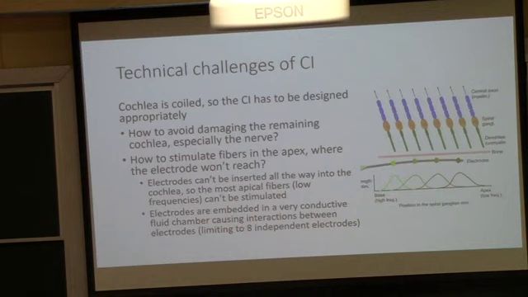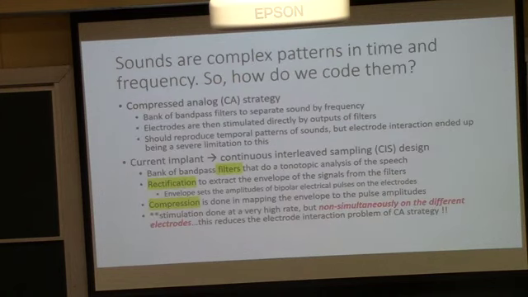Electrodes technically cannot be inserted all the way in, so the most apical fibers, or your low frequencies, can't be stimulated. So now you're thinking, okay, am I losing those frequencies, or how can I make this work for people so they can hear the full range of frequencies? And then the electrodes are also embedded in a very conductive chamber because the inside of your body isn't dry. So it causes interactions between the electrodes, because you need electrical stimulation, and this limits it to 8 independent electrodes. Yes.